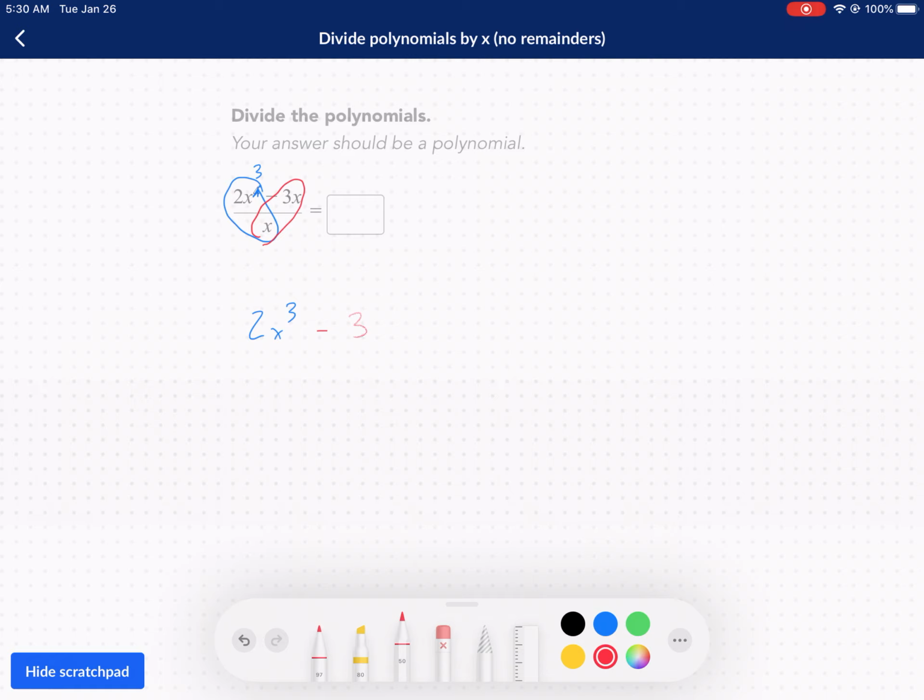Okay? Now, a common mistake that I see, let me rewrite it, 2x, man, that pencil kind of stinks. Sorry for saying that. But they should really make that darker.